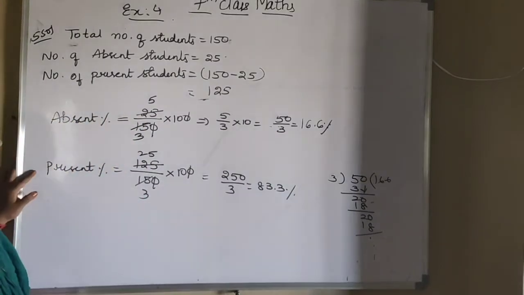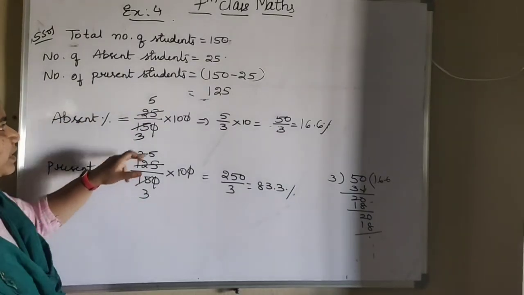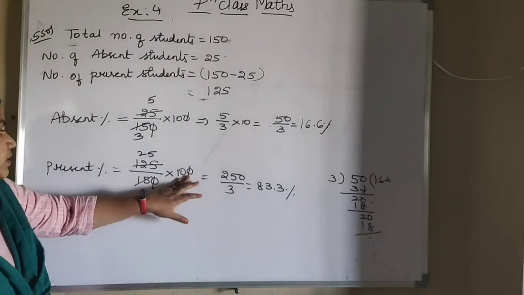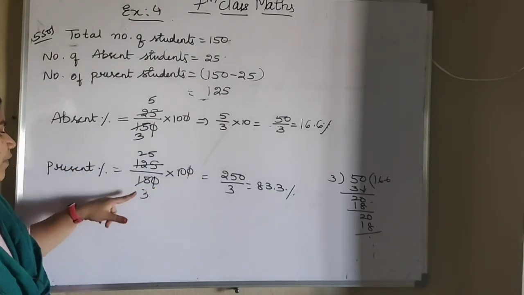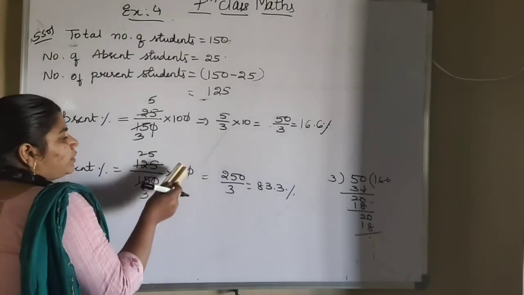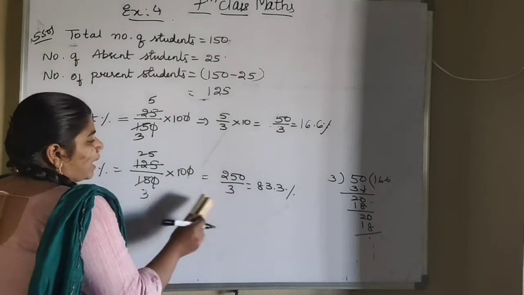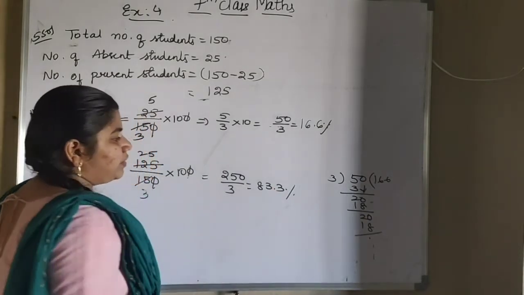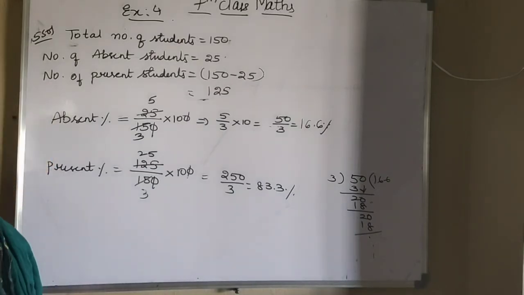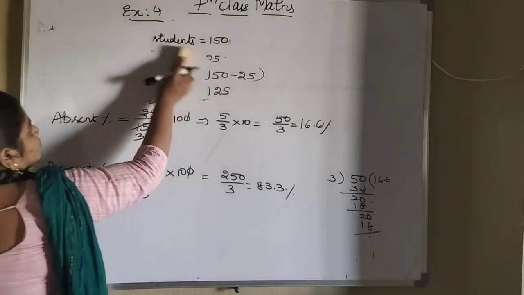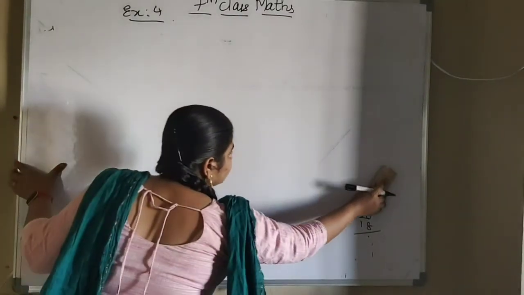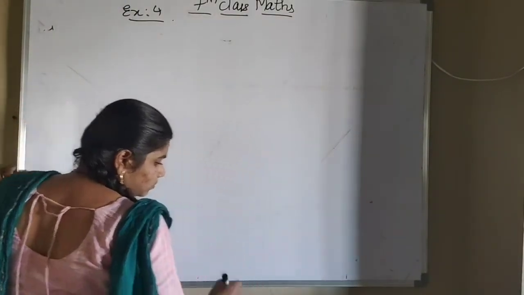In the same way present percentage. How many are present? 125 out of 150 students into 100. 0, 0 will get cancelled. 5 3s are 15. 5 25s are 125. So 25 10s is 250 by 3. So if you divide this you will get it as 83.3%. So this is our fifth solution. So sixth one.